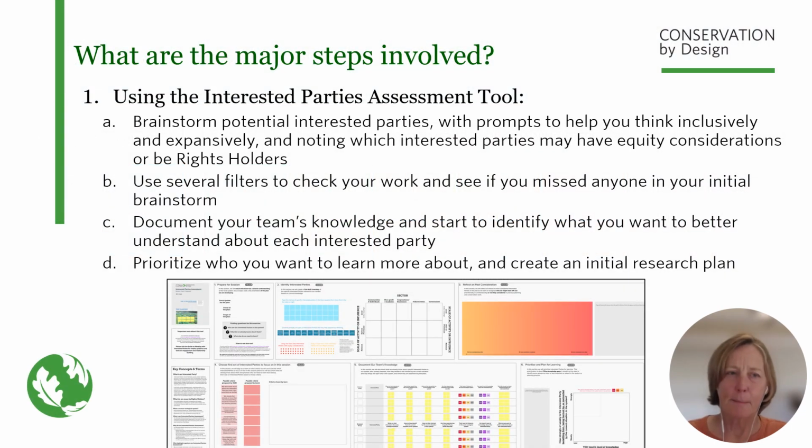So the major steps involved in the Interested Parties module include starting by brainstorming all of the potential interested parties that you can think of with prompts to help you think inclusively and expansively. And there are some tools for helping you note which parties have equity considerations or are rights holders. And then you run the interested parties you've brainstormed through a couple of filters.